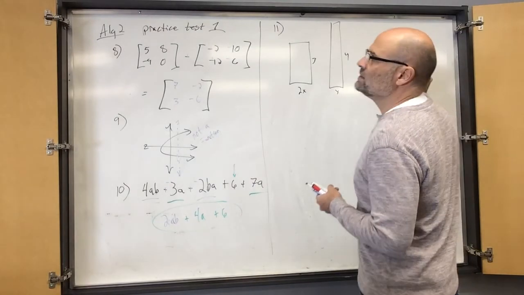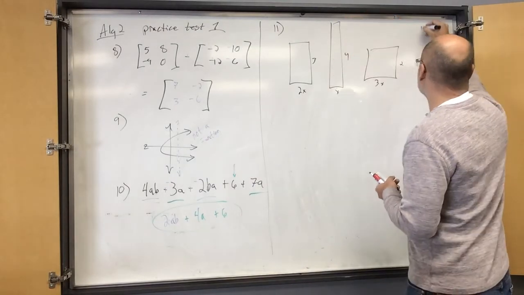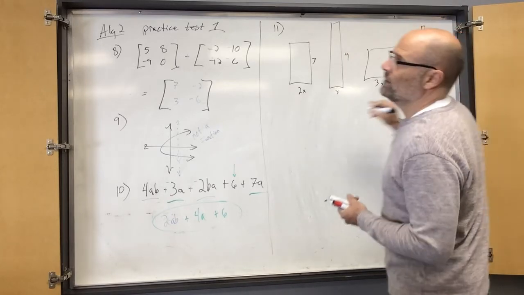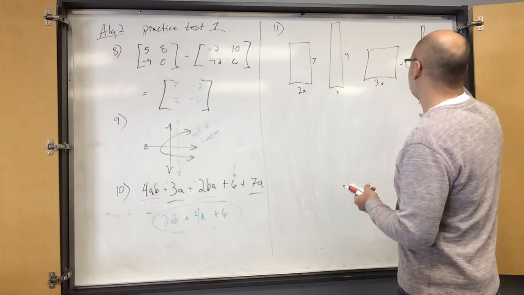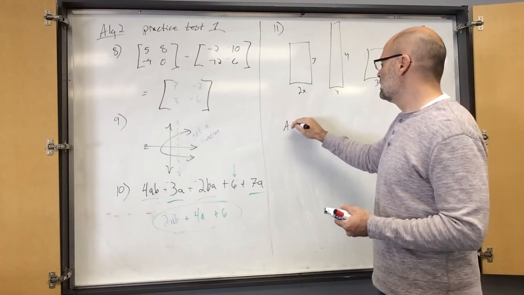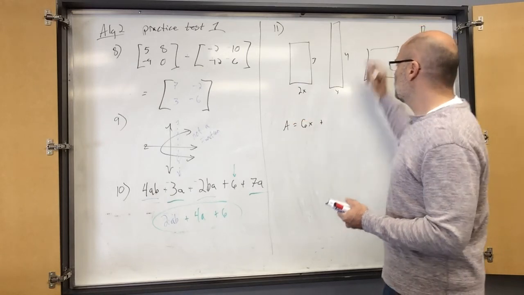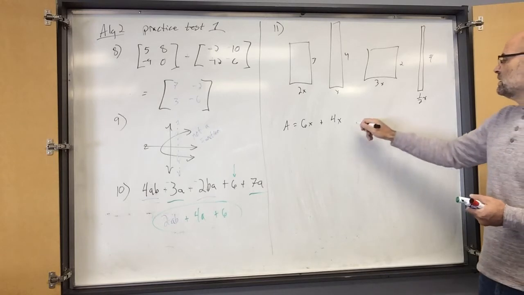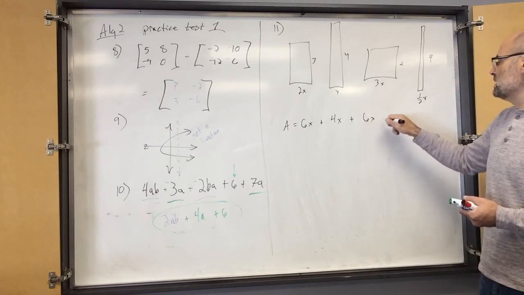3x and 2, and then the last one is, ooh. Where are you going to put that carpet? It's like half a foot, 6 inches. 6x plus 4x. You see how I'm getting 6x and 4x? And 6x again.